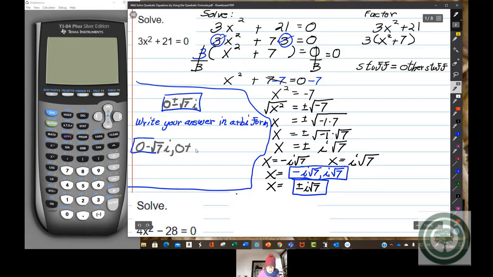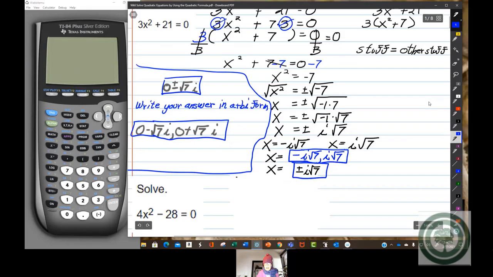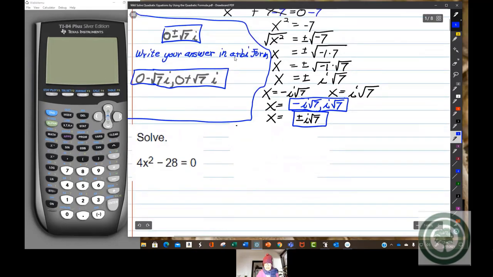Since it doesn't matter, you could write 0 minus the square root of 7i, comma, 0 plus the square root of 7i. This and this are exactly the same. Now let me finish off the answer box there. So you have these choices. If it says answer with a plus bi, you've got to answer with a plus bi. But you do have this option or this option.